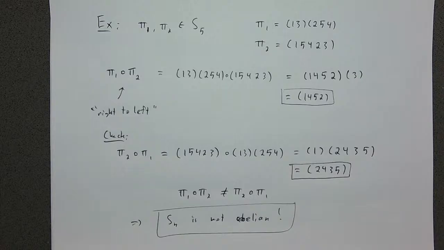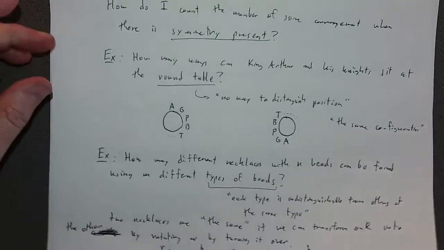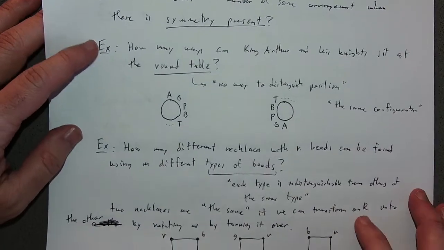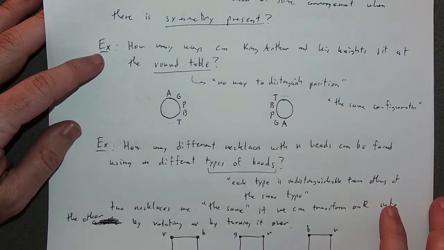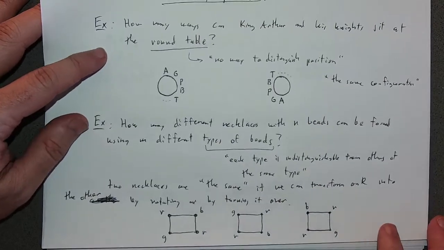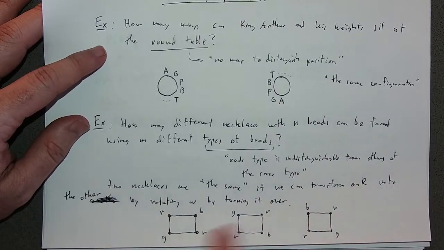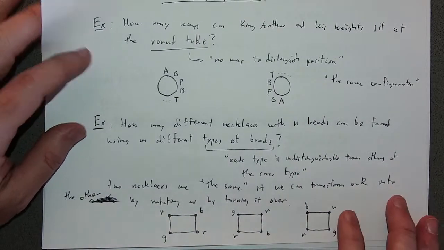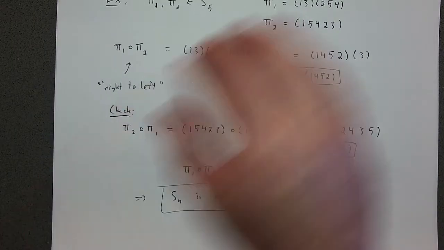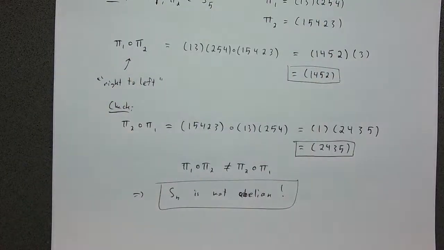So these original questions we had, like, how many seating arrangements around the round table King Arthur and his knights can I form? Or how many of these colored beaded necklaces can I form, taking into account the symmetry? So this is where we will start on Monday.